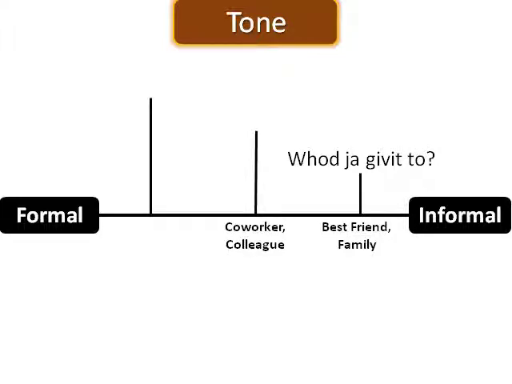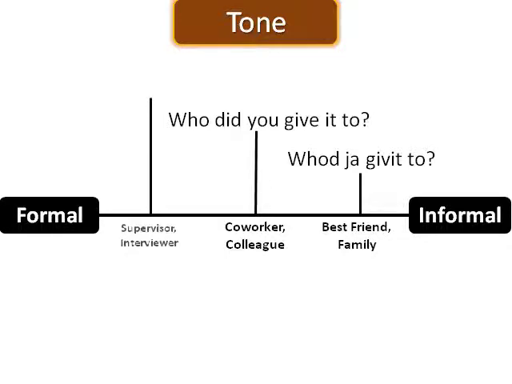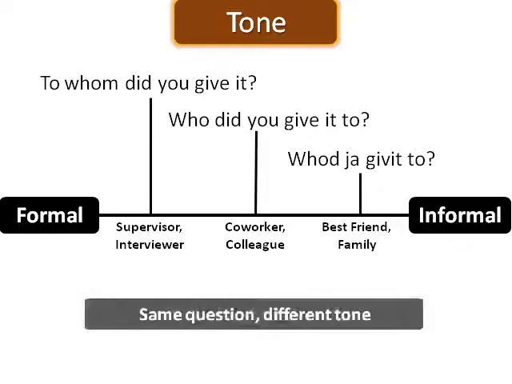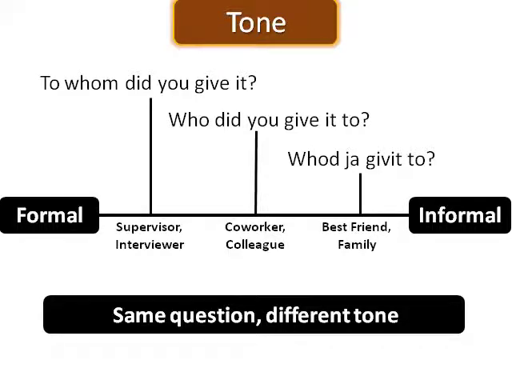To a coworker or colleague, you might ask, "Who did you give it to?" This person doesn't speak your personal, intimate language. To your boss or other authority figure, you might say, "To whom did you give it?" Because in a situation where you might be judged, you want to apply all standards of correctness. All three expressions ask the same question, but each uses a tone that is appropriate for the occasion and audience.